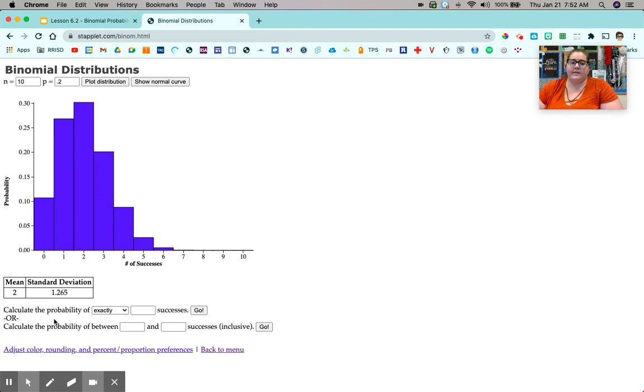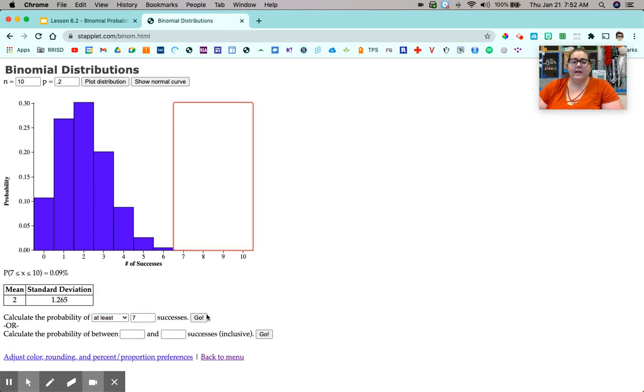Where we're going to focus on is this little area below. It says calculate the probability of. It says exactly right now, but I have the option to change that to less than, at most, at least, and more than. In this one, I wanted to know the probability that I pass the quiz, which would mean the probability of getting at least 7 successes. Then I click go, or even if I just click off of it, it shows me the area of the graph that I'm dealing with. I can't even see the bars, so it's a very small probability. But it also gives me that probability right underneath the graph. It tells me in a percentage, it's 0.09%.